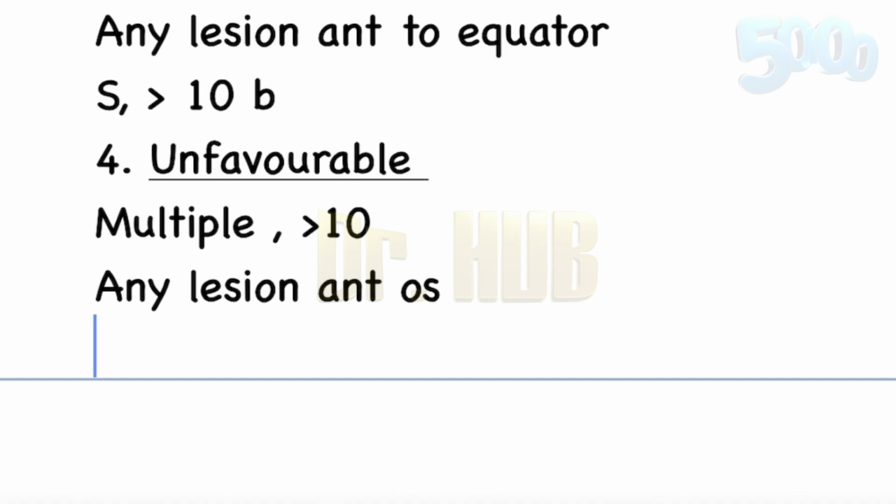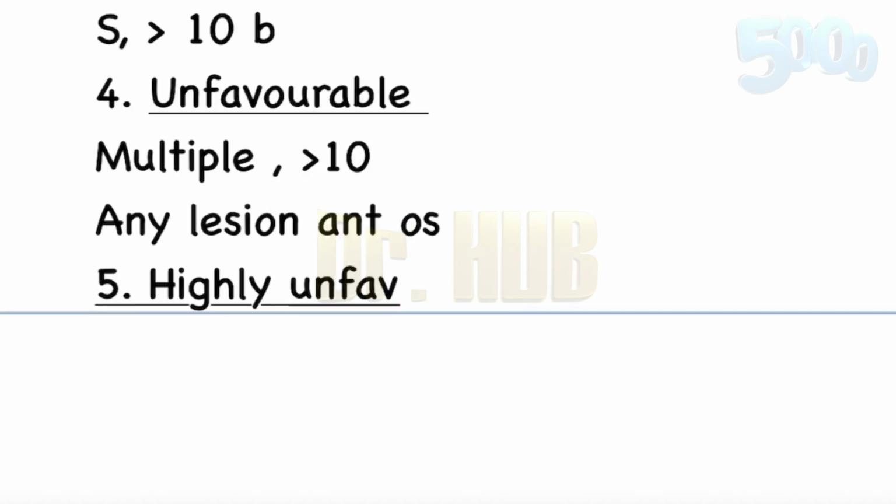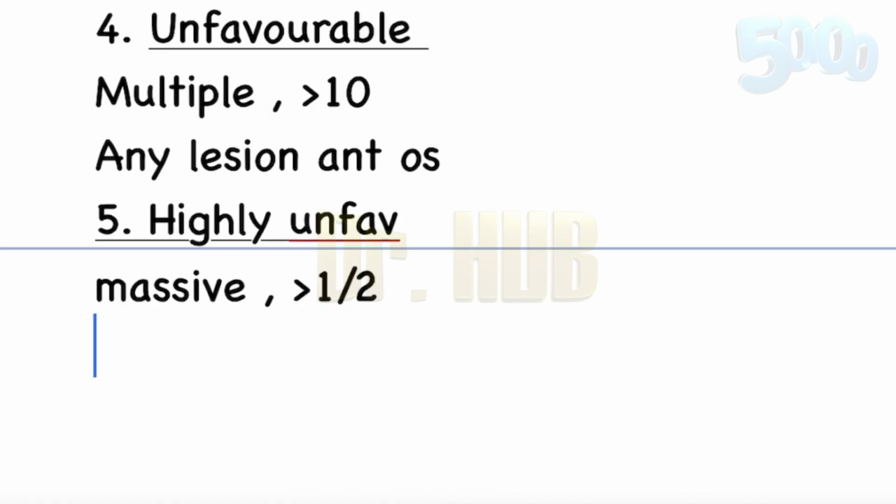Next we look at the fifth variety, which stands for highly unfavorable. Highly unfavorable means that there are massive tumors. The prognosis here is very bad. The tumors involve more than half of the retina, and there is presence of vitreous seeding.